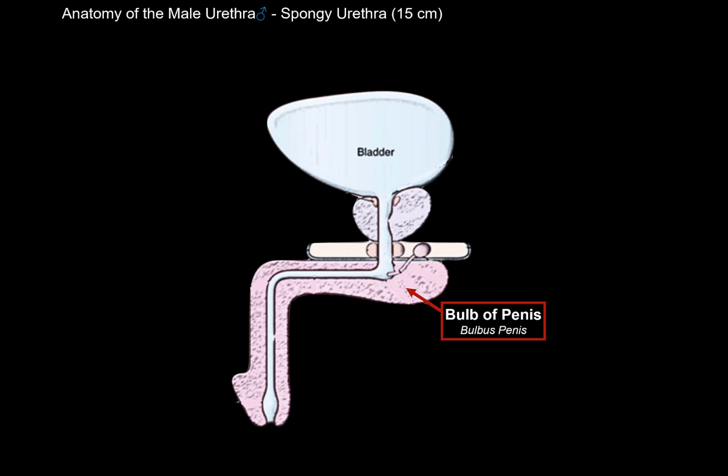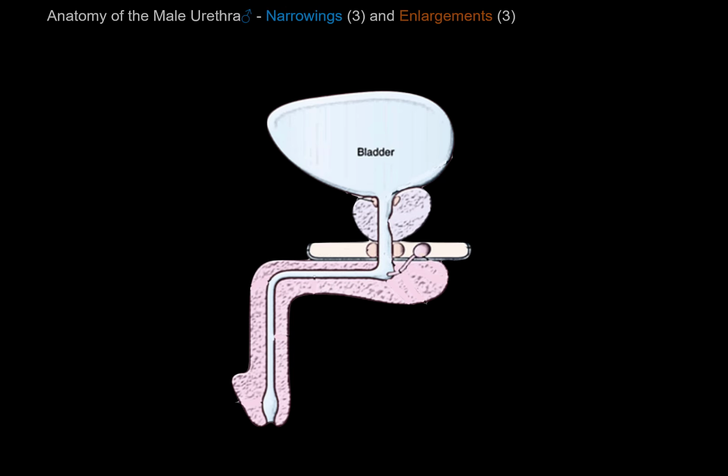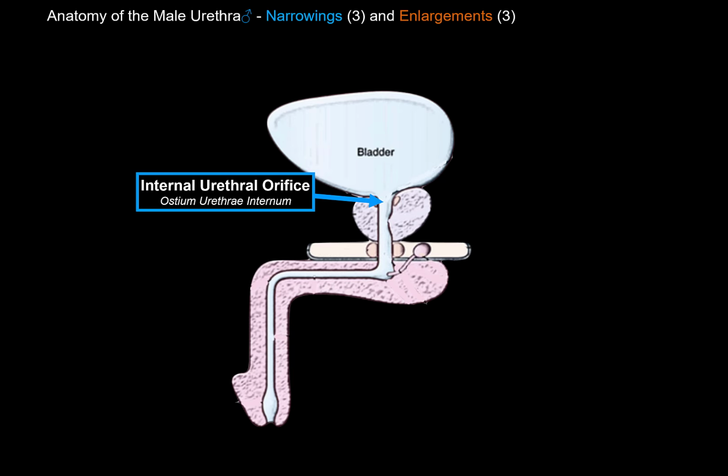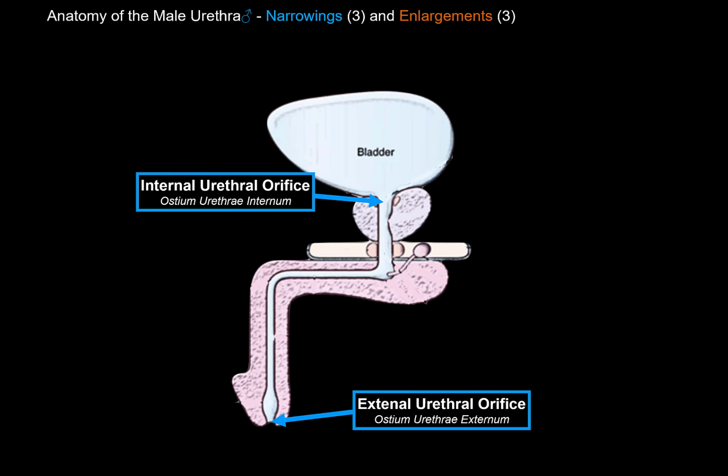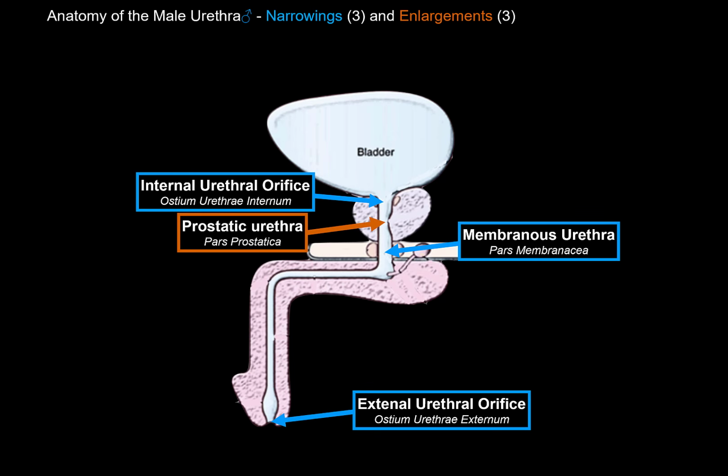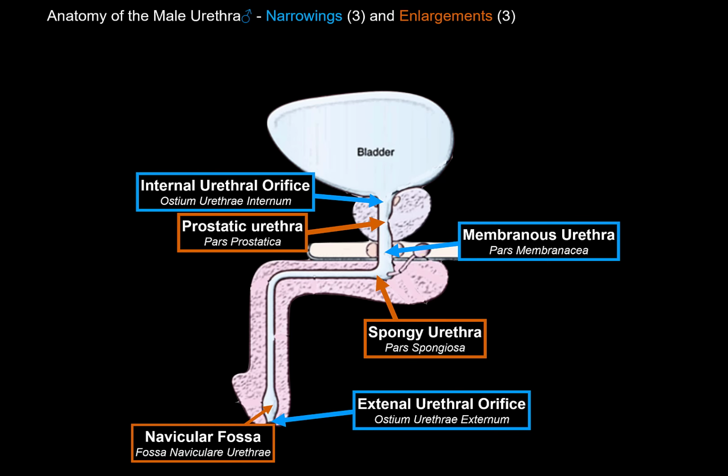And then at the region of the bulb of the penis, the duct of the bulbourethral gland is going to open up, secreting liquid for the sperm. And so the male urethra has 3 narrowings and 3 enlargements. The first narrowing is the internal urethral orifice. The second one is the external urethral orifice. And the last one is the narrowing at the membranous urethra. The enlargements, however, are at the prostatic urethra, right here. Then there's the enlargement at the region of the bulb of the penis. And then the third enlargement is at the fossa called the navicular fossa, as you see here.